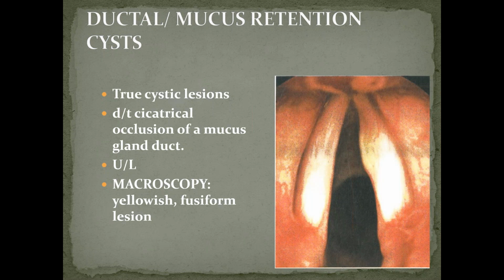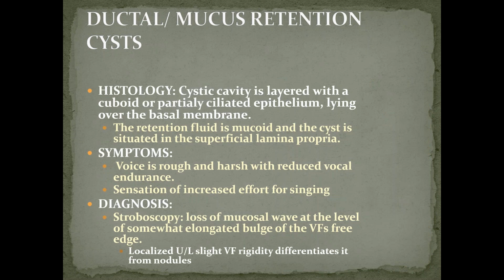Then coming to the cystic lesions, the ductal cyst or mucus retention cyst. There is an obstruction to the mucus and serous secreting glands. There is formation of a fusiform yellowish swelling over the vocal cords. The common site is the vocal cord. Here you can see this cystic lesion. The symptom is rough voice or harsh voice, and a sensation of increased effort for singing or speaking. Diagnosis is by video laryngoscopy or stroboscopy.